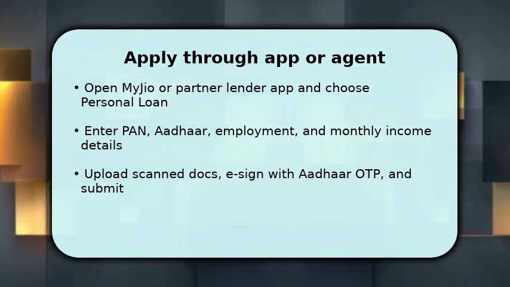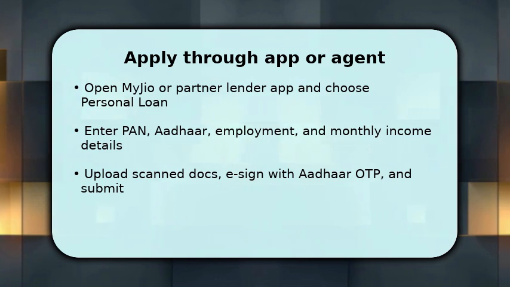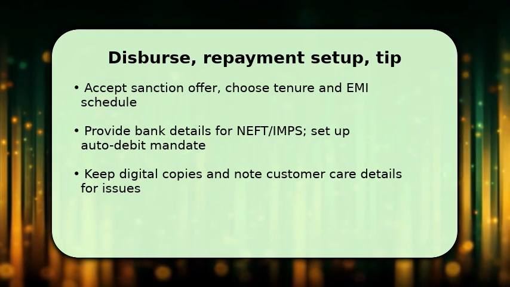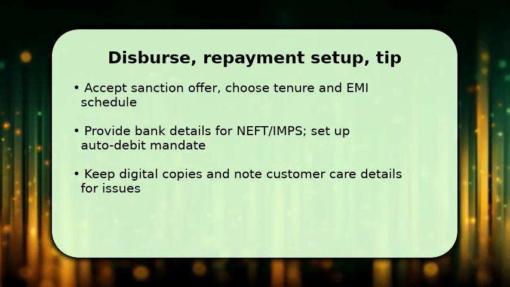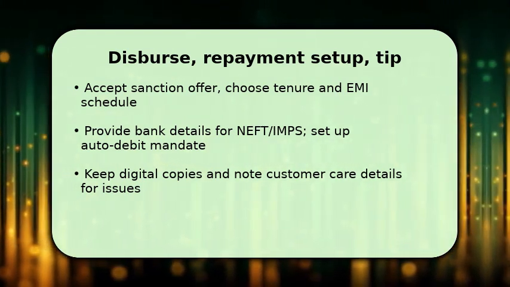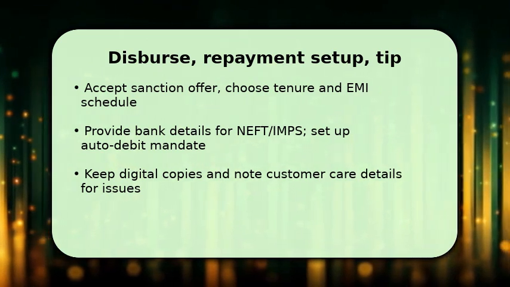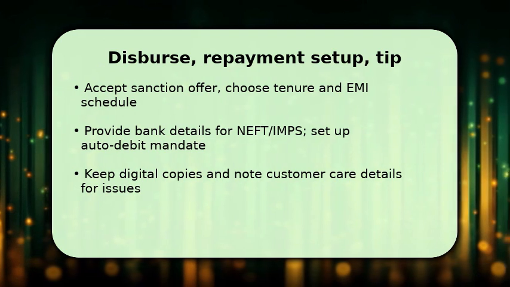You finish by reviewing the sanction letter, accepting the loan amount, and selecting tenure and EMI frequency. Provide your bank details for NEFT or IMPS disbursement and immediately set an auto-debit mandate to avoid missed payments. Once funds arrive, reconcile the amount with the loan statement and save digital copies.